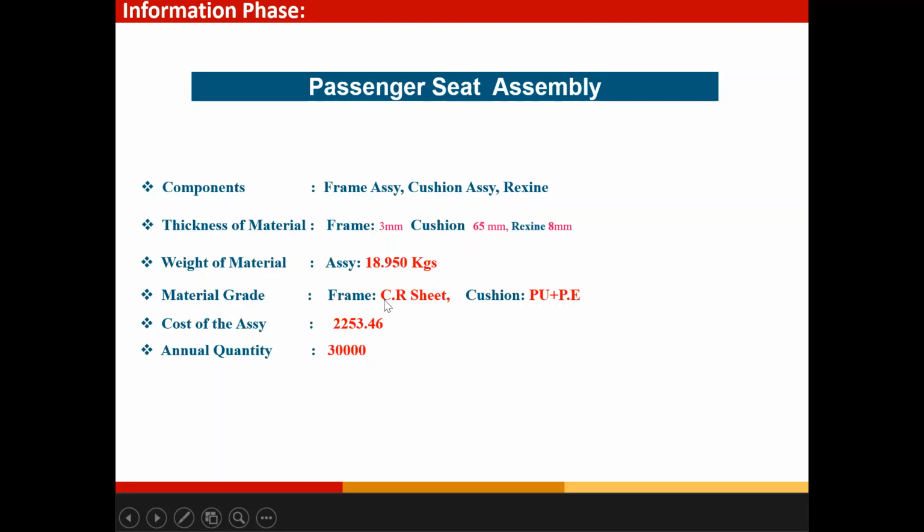For the frame, they are using cold rolled sheet. For the cushion, they are using polyurethane polyethylene. And they also consider the cost. How much is the cost? And what is the overall volume that they will consider, or the annual quantity.